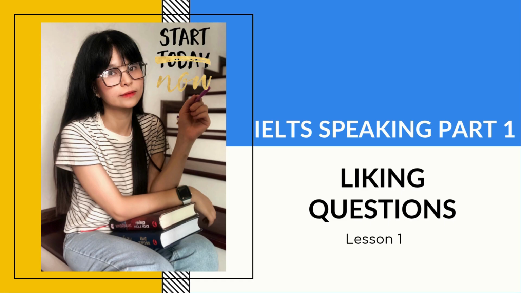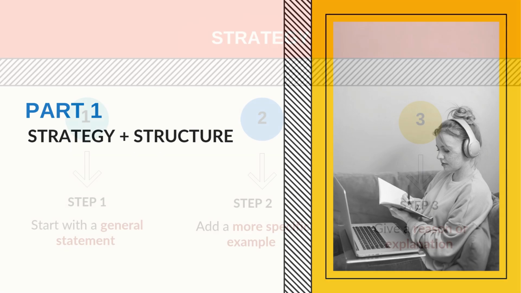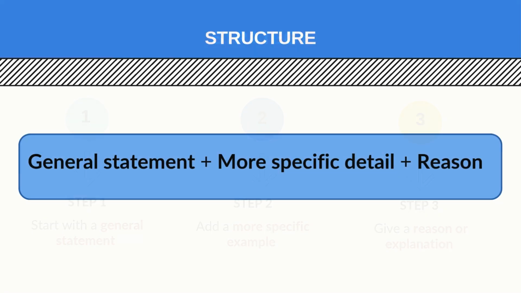IELTS Speaking Part 1, Liking Questions, Lesson 1. Let's learn a simple strategy that you can always use when answering liking questions. It's called the general to specific strategy, and it works really well in IELTS Speaking Part 1. Here's how it goes. Step 1. Start with a general statement about what you like. Step 2. Add a specific example or detail. Step 3. Finish with a reason or short explanation. So the full structure looks like this.